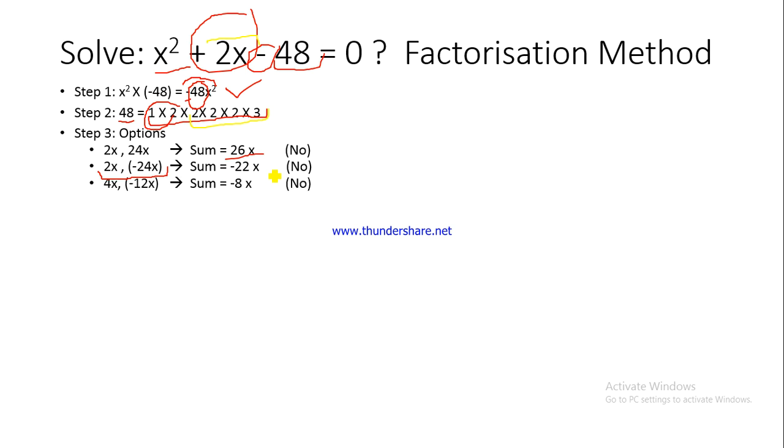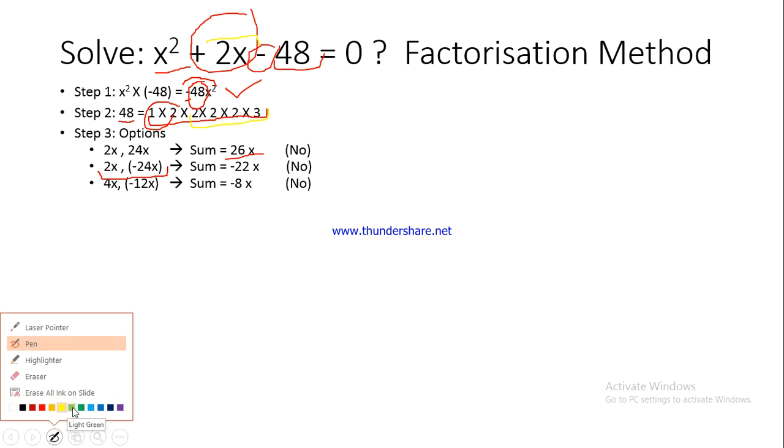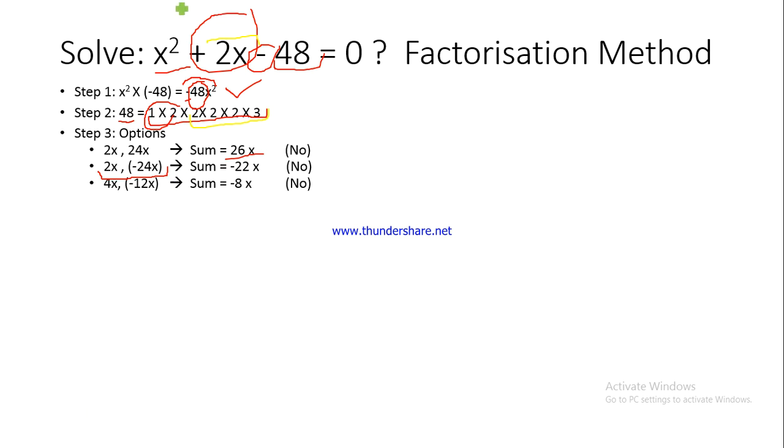But now in the third go, let us make some more guesses, and this time let us try and do what? This time we'll be taking up the first 3 terms, 1 into 2 into 2. And now since I've understood that if the sum has to be equal to plus 2x, the only option that is left with me is plus 1x. Otherwise, in all other cases, at least one term would be a negative term.